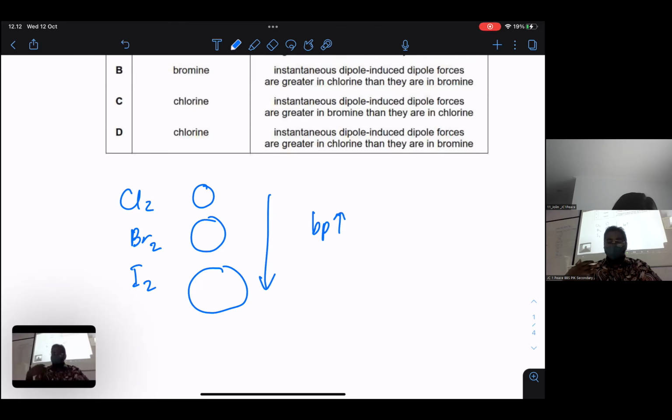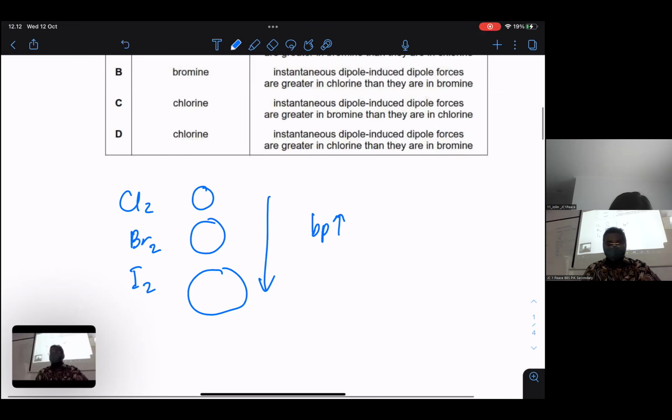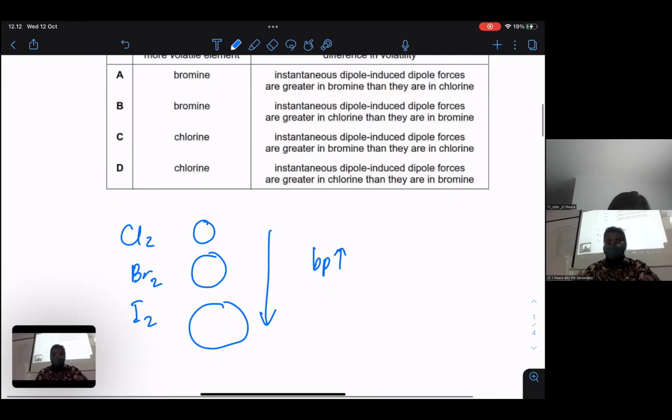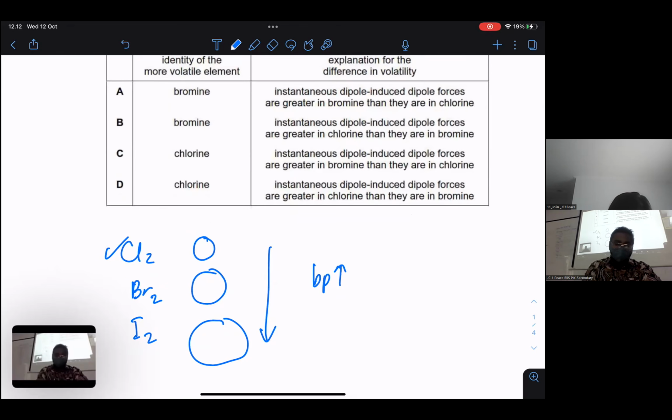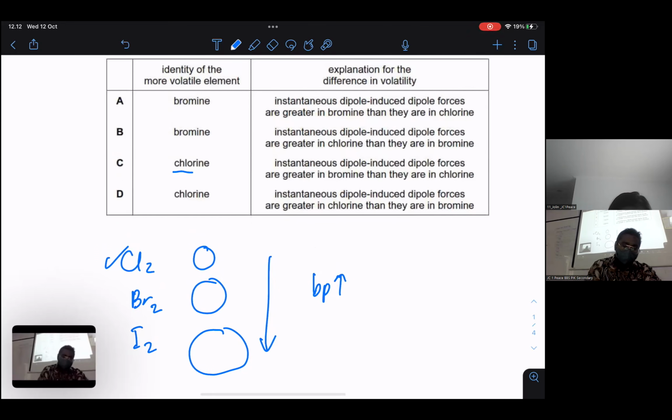If you want to say something is more volatile, it means we are looking for a boiling point which is lower. So if you look over here, which one is going to have the lower boiling point? Cl2 is the one that is going to have a lower boiling point compared to the rest. So Cl2 is going to be the most volatile. Why? Because the instantaneous dipole is greater in bromine compared to chlorine.